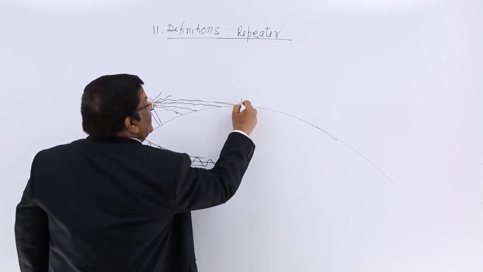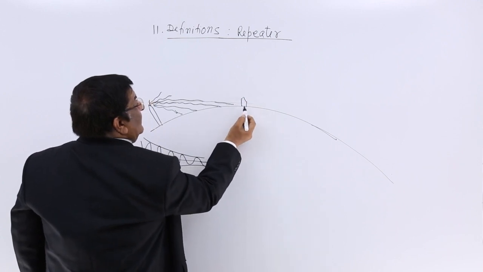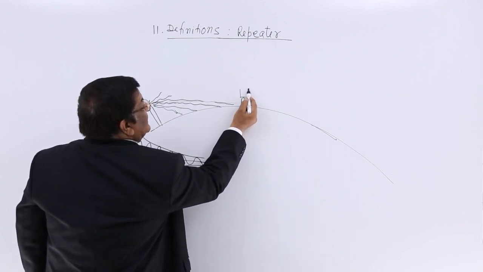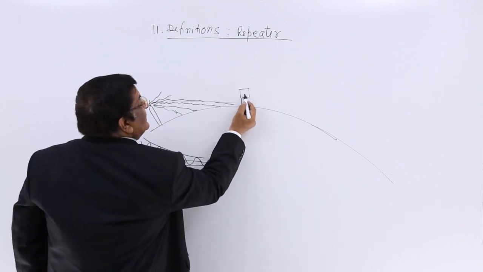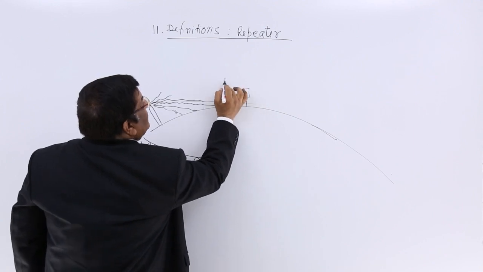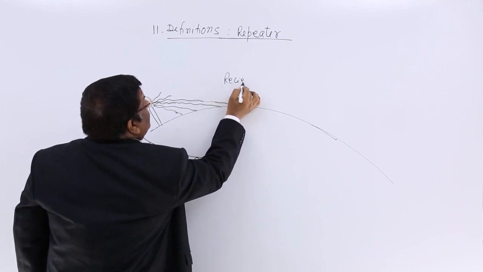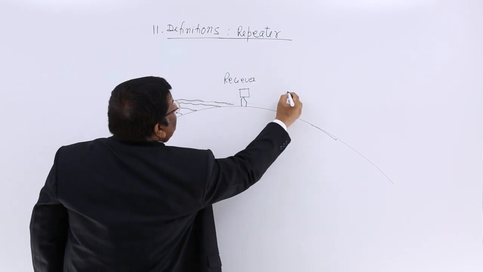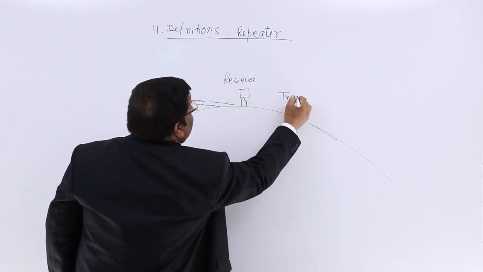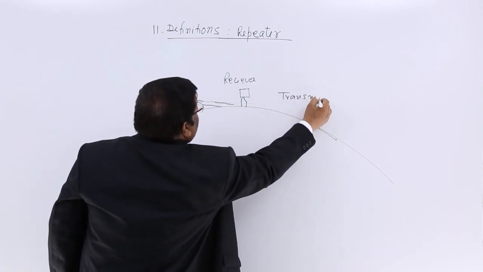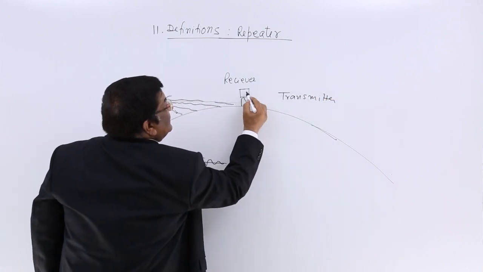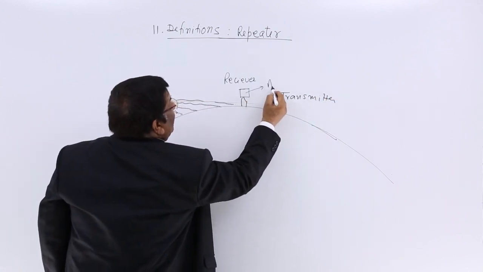Here we put another tower over here, and we have one device here. What is this device? This device has got two parts. There is one receiver, there is one transmitter, and there is a third thing in between, that is amplifier.